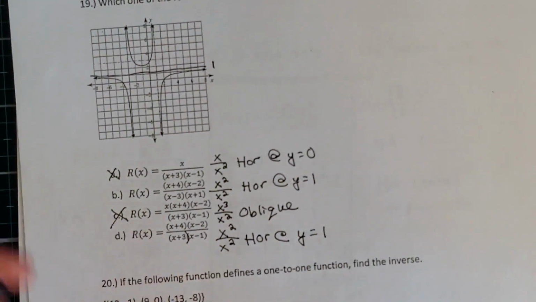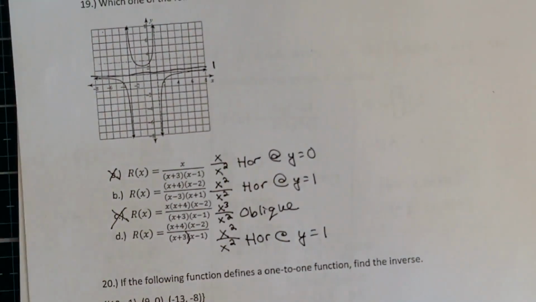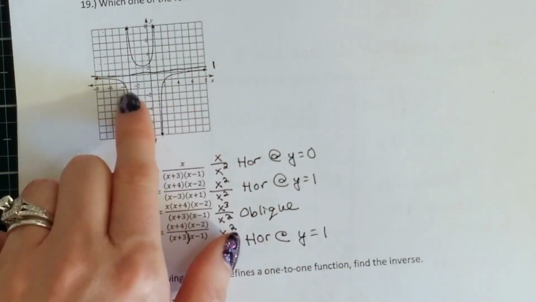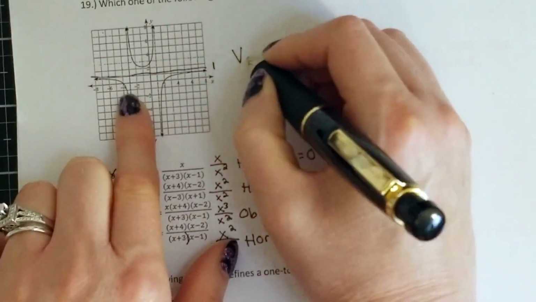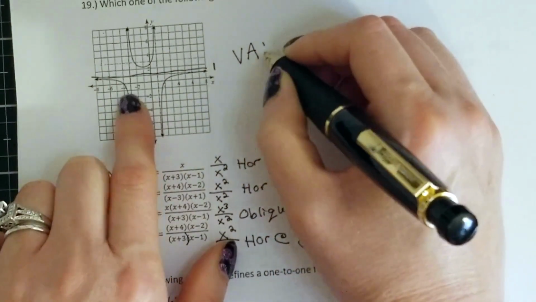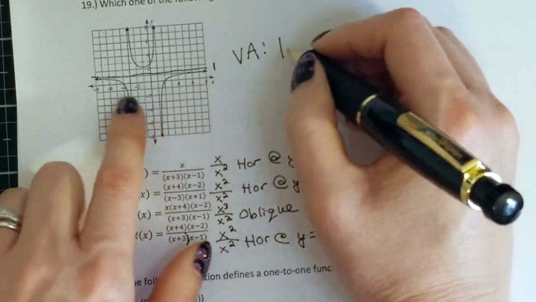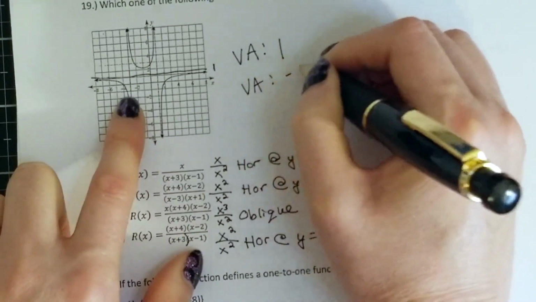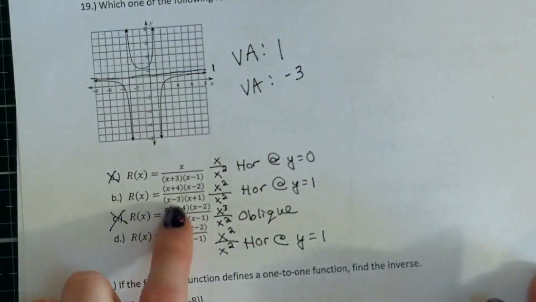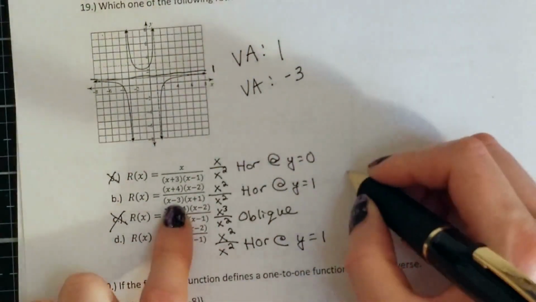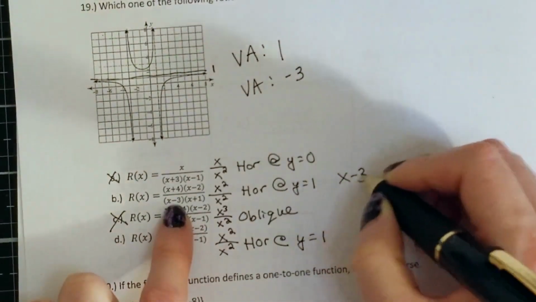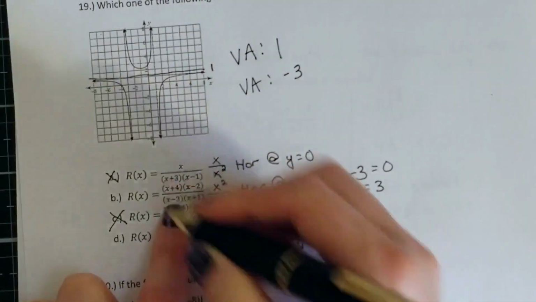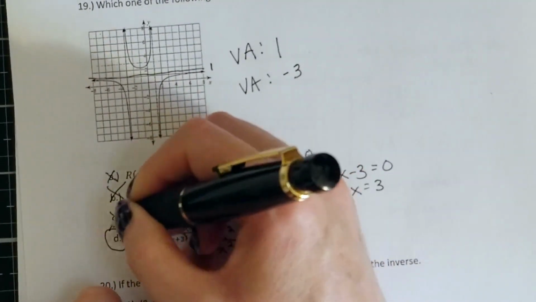So now we need to go off of the vertical asymptotes. If I look at my vertical, I know I have one here at 1. I'm going to write it out because it's kind of hard to see. So I know I have a vertical asymptote at 1, and then I have another vertical asymptote at -3. So you want to set these denominators equal to 0. So for this one, x minus 3 equals 0, so x would equal 3. So I already know it's not B, it has to be D.